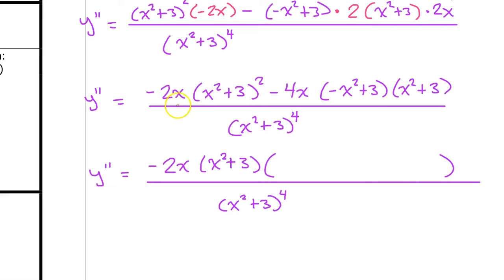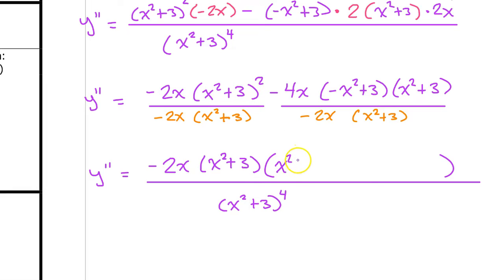To do that, sometimes it's helpful to think in terms of division. In my mind, I'm picturing it this way. If I divide the first term by my GCF, the negative 2x will cancel out completely, and then the x squared plus 3 from the GCF will cancel out one of the two x squared plus 3's. So that's still going to leave behind a single x squared plus 3. So that's what's left from the first term.